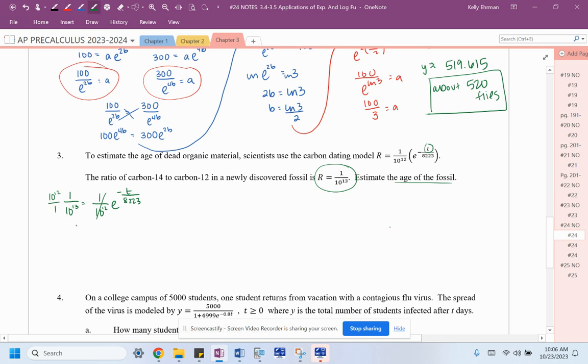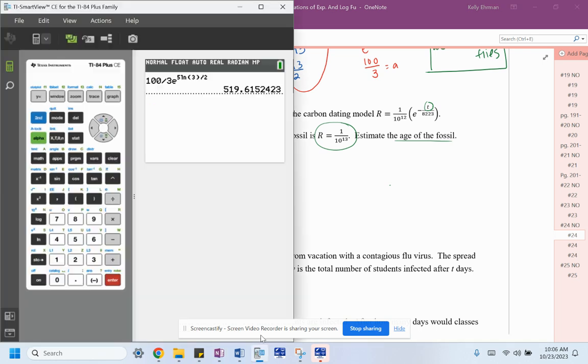Isolate the t by multiplying by 10 to the 12th over 1. So this simplifies a lot. This is 1/10 equals e to the negative t over 8,223. Natural log both sides. The natural log of 1/10 equals negative t over 8,223. Multiply by negative 8,223. And that should leave us with t. And let's see what that is.